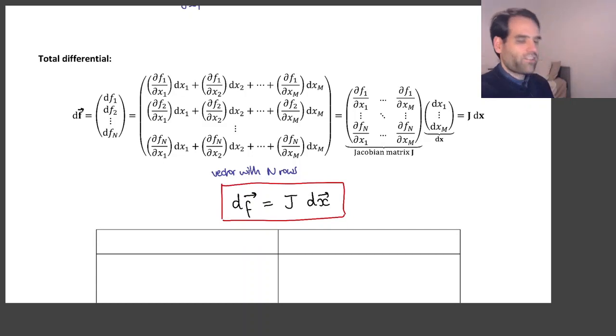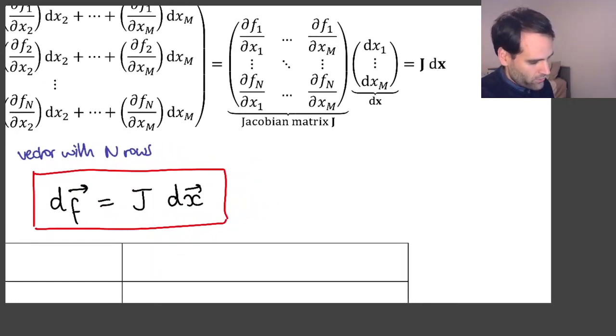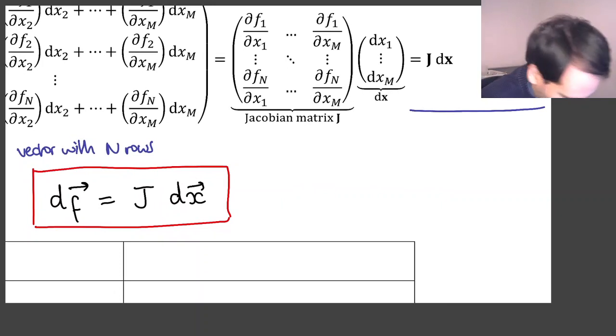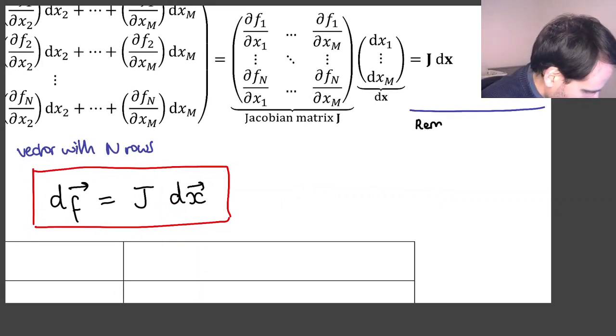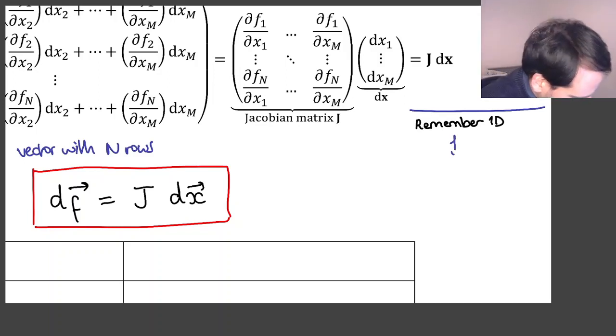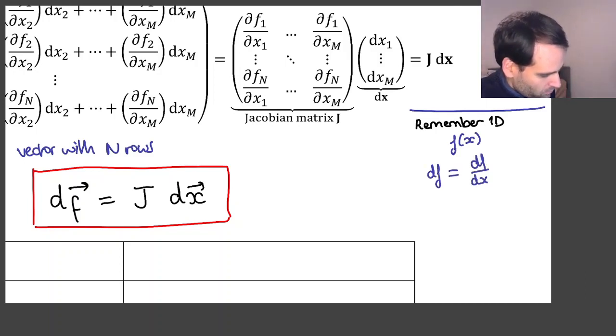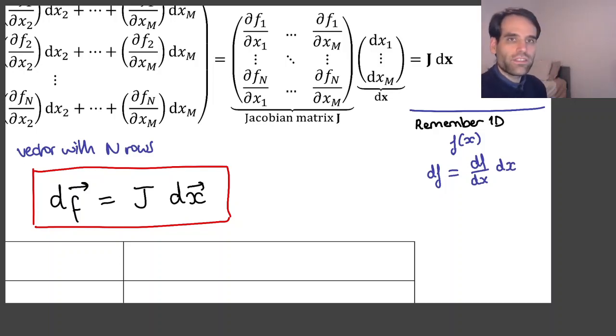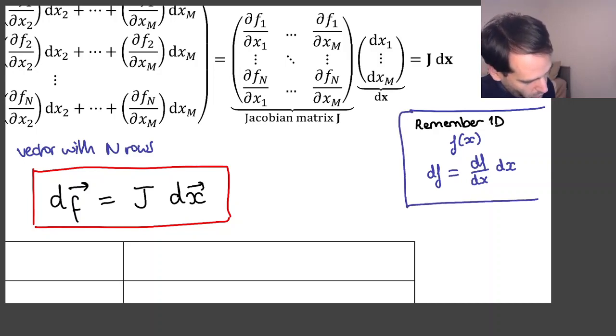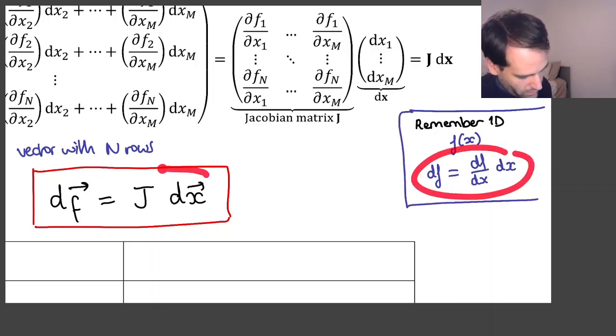And this would summarize this most general case. So this is interesting because this is very similar to what you knew in one dimension. So let me write in a corner here, remember one dimension. So in one dimension, f of x, you know that df is equal to the derivative of f with respect to x times dx, right? By using the chain rule. So this equation right here is equivalent to this equation.